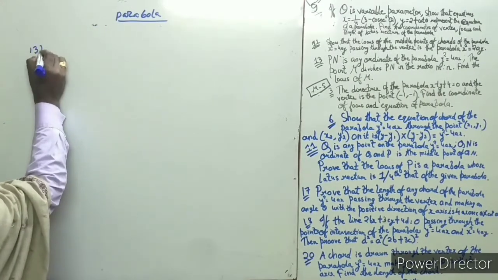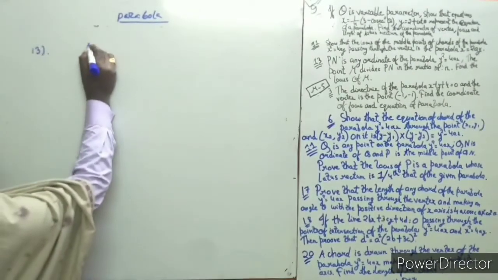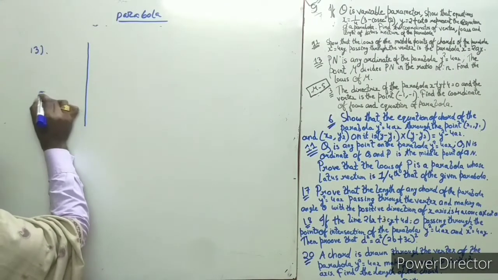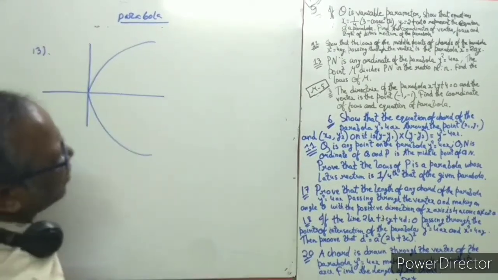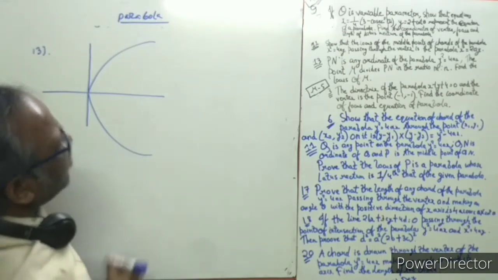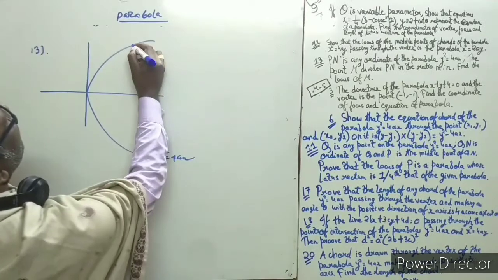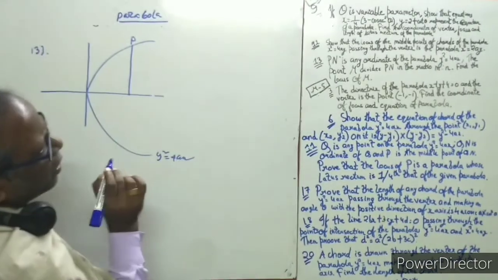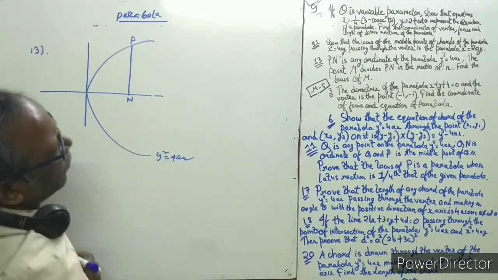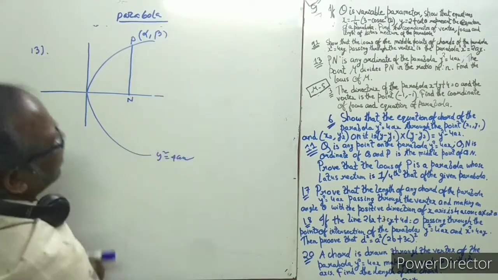For question 13, PN is any ordinate of the parabola y squared equals 4ax. So again, draw the parabola. PN is any ordinate, not a double ordinate. This is N. Let us assume P is (alpha, beta).